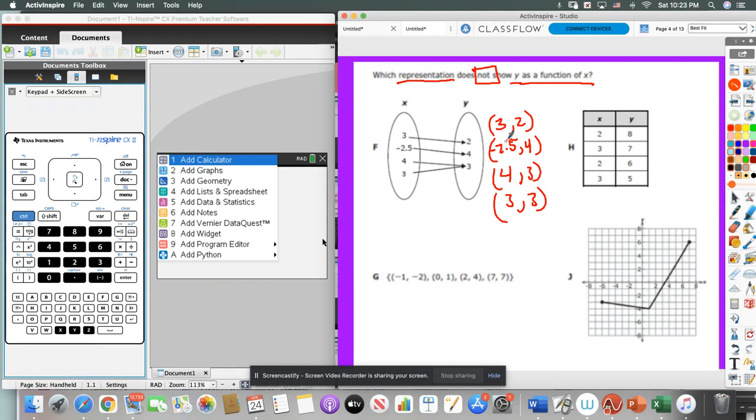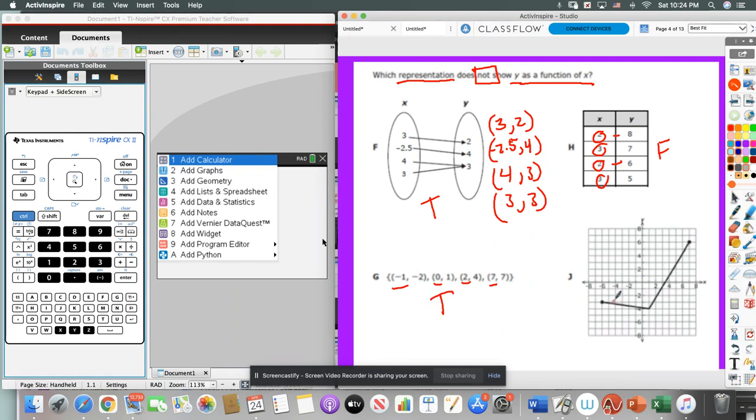Now I can look at my x values. Do any of them repeat? No, none of them repeat, so that's a true. Looking here, do any of these repeat? The 2 repeats, different outputs. The 3 also repeats, so that's definitely not a function. Looking here, none of the x's repeat.